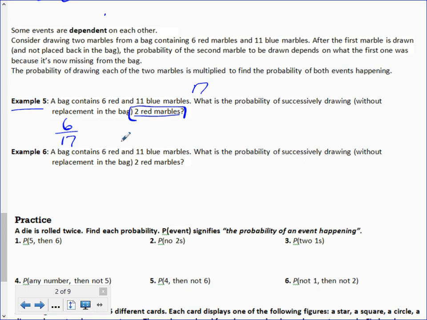Now it says, do I put the marble back in the bag? No, it says without replacing it. So now things change. How many marbles are left? 4 out of 6. No? 5 out of 16. Yeah, I took 1 red out, and that also means I have 1 less total. And that's it. It only wanted 2 red marbles, so multiply these together, 30 over something, which is equal to something. 17 times 16 in my head? I got other things to store up there. 272.